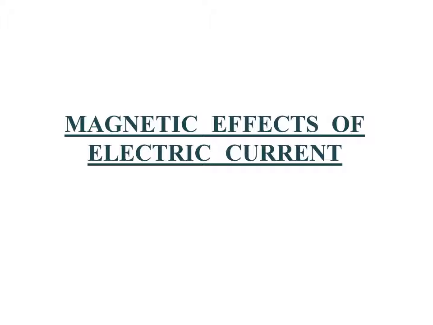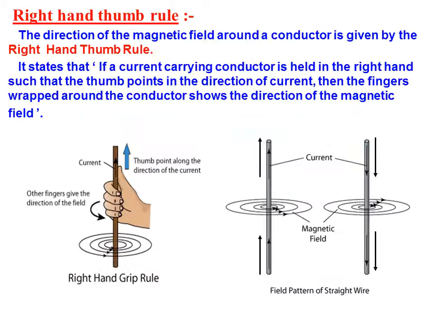Today I am here to discuss the chapter Magnetic Effects of Electric Current. Now start from the right hand thumb rule, because some portion of this chapter is already discussed in another video.